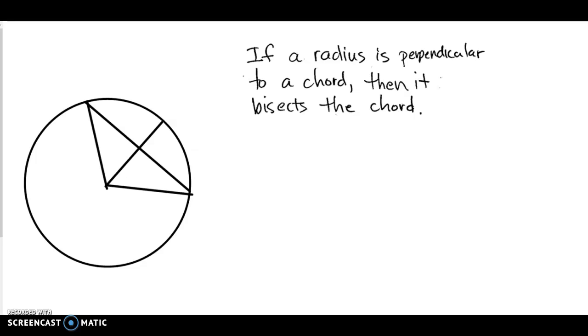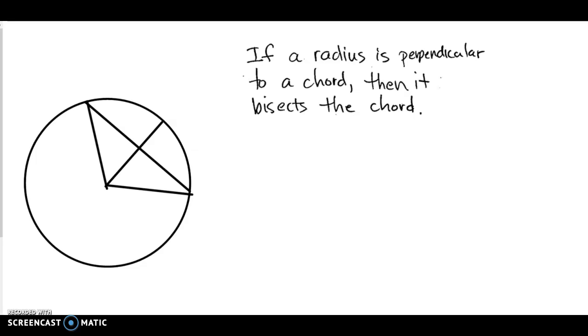Hi guys, in this video we will introduce a theorem of the circle. Basically, this theorem is about if a radius is perpendicular to a chord, then it bisects the chord.